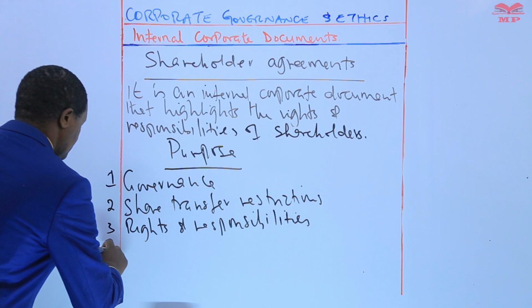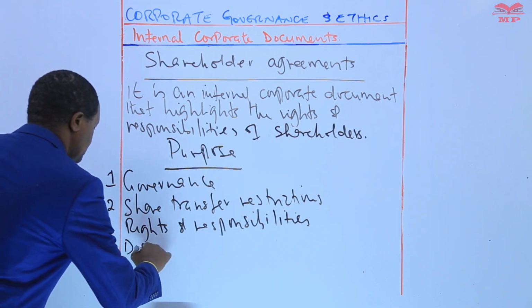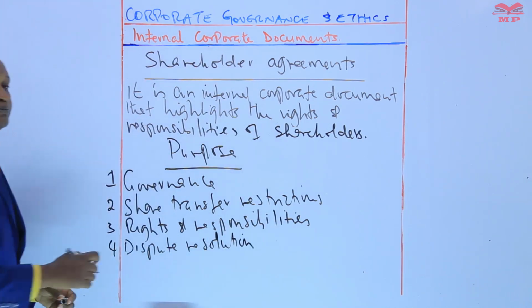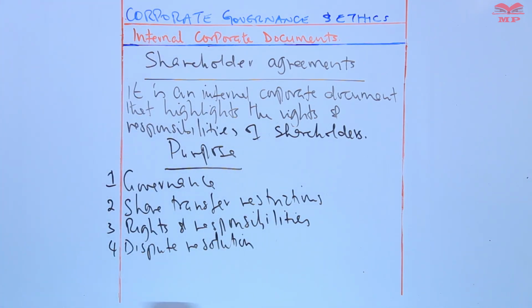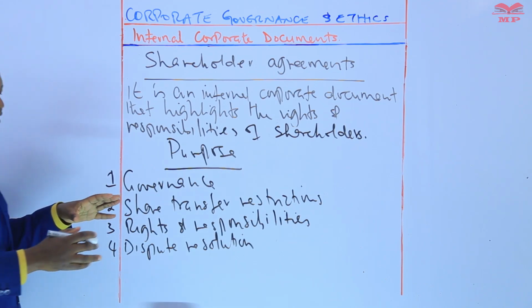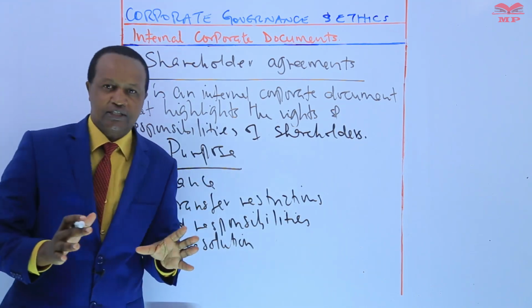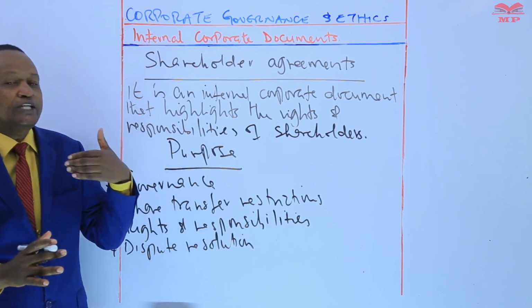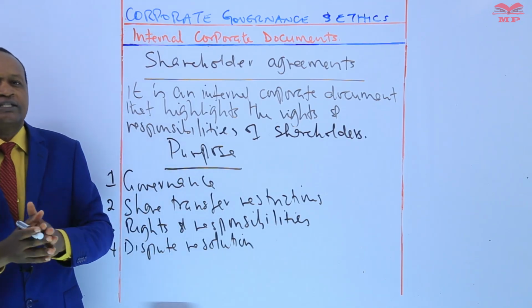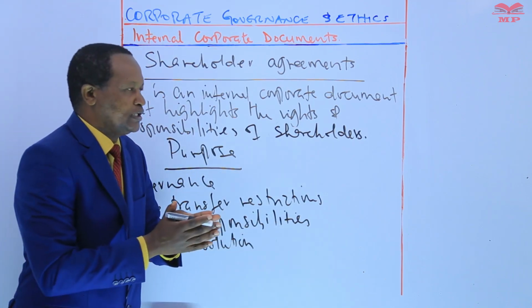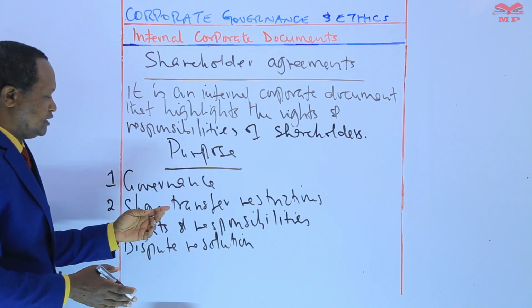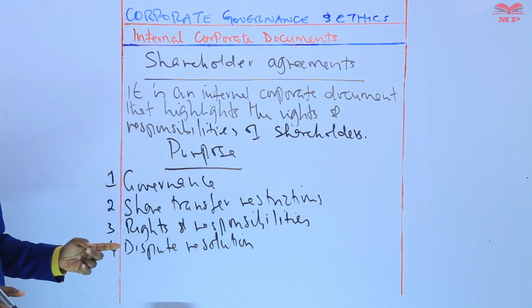Four, dispute resolution. This document can establish mechanisms for resolving disputes among the shareholders, such as mediation or arbitration, avoiding costly and time-consuming litigation. The document can contain dispute resolution mechanisms.